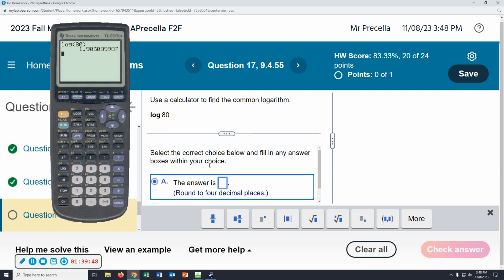They want it rounded to 4 decimal places. 1, 2, 3, 4. So am I going to leave it as 30 or should I make that a 31? 31. You look at the digit after, and if it's 5 or bigger, round it up, with the usual rules of rounding.